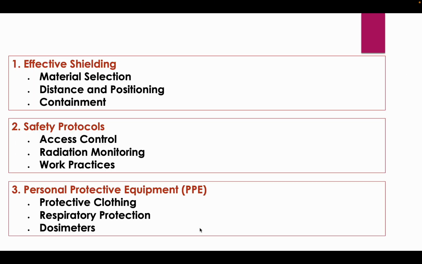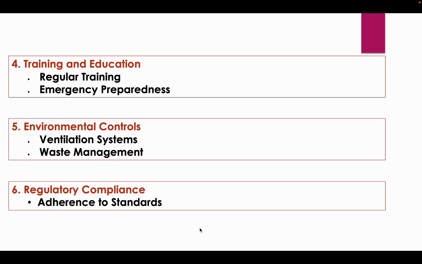So, we have here effective shielding. We have safety protocols, personal protective equipment or PPE. So, those are the first strategies. We have training and education. It's very important. We have environmental controls.